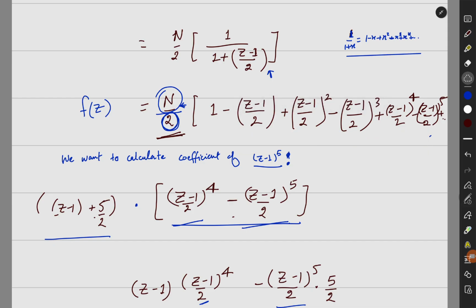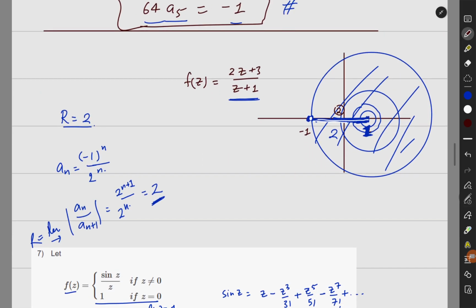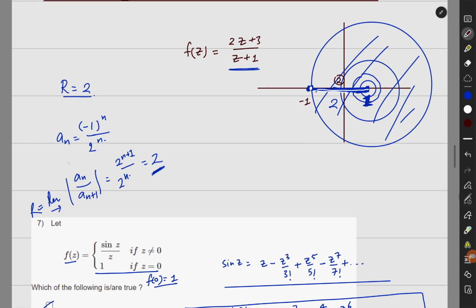What is the radius of convergence for this power series? Inside the bracket, you just calculate a_n for this. a_n is given like this, right? Now you calculate the limit of a_n divided by a_(n+1). You actually find this is 2. So this also gives us radius of convergence 2.